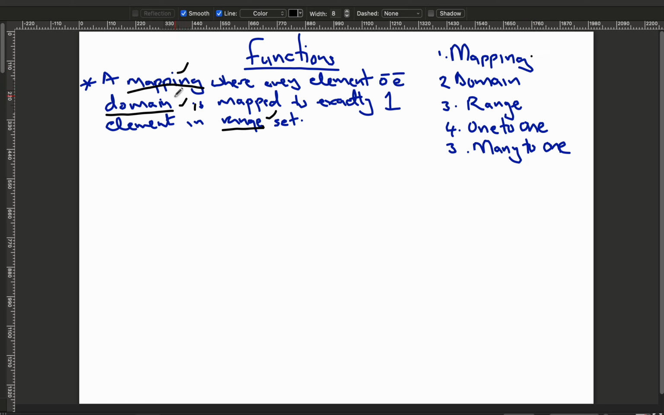So a function, we are saying, is a mapping where every element in the domain is mapped to exactly one element in the range. Let's take for example that I have a function like this, a function of x. If I am writing like this, it means that function of x or f of x can be written the same way as function of x like this. It's just read the same way, f of x or a function of x.